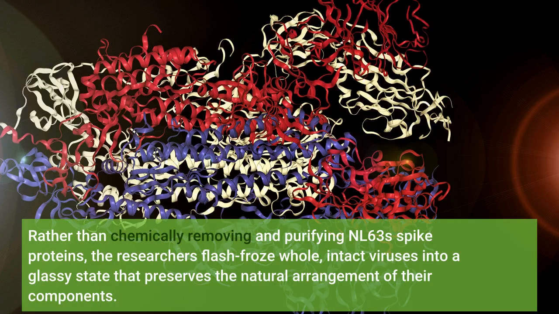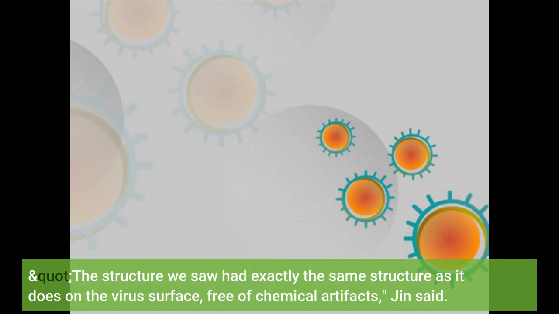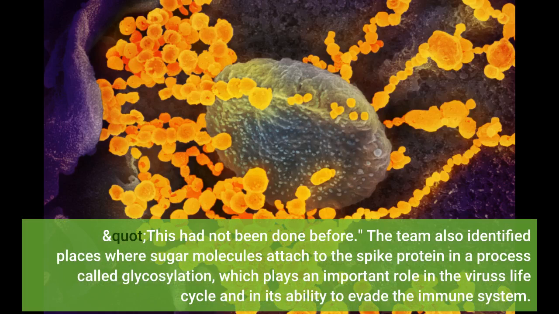Rather than chemically removing and purifying NL63's spike proteins, the researchers flash-froze whole, intact viruses into a glassy state that preserves the natural arrangement of their components. Then they made thousands of detailed images of randomly oriented viruses using cryo-EM instruments at the Stanford SLAC cryo-EM facilities, digitally extracted the bits that contained spike proteins, and combined them to get high-resolution pictures. The structure we saw had exactly the same structure as it does on the virus surface, free of chemical artifacts, Jin said. This had not been done before.